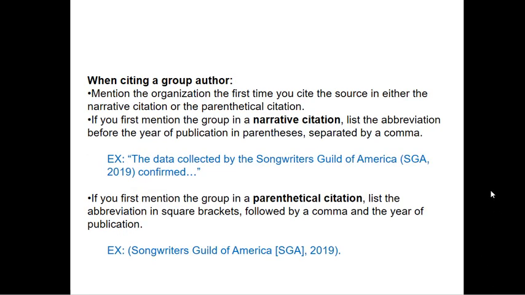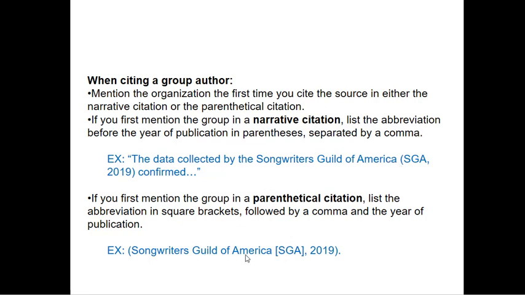And finally, if you have a group author, like an organization, there are a couple of different things you need to do. If it's a narrative citation, when you are first citing the group, you need to write the entire name of the group. After that, within the parenthetical, you can put the abbreviation if it's a well-known abbreviation. That way, any other time that you mention that organization, you can just use the abbreviation instead of having to write it all out. But you have to make sure that you write out the entire name of the organization the first time.